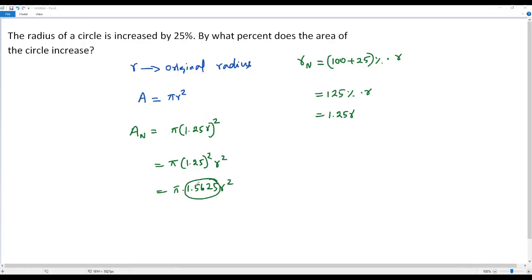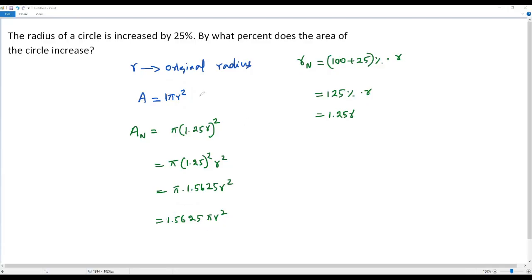We can write this value in front of everything. Then I'm getting 1.5625 pi r square. Okay, here in the original area, we can assume there is a coefficient 1. That is, the original area is 1 pi r square. So after the radius is increased by 25%, the new area is 1.5625 pi r square.